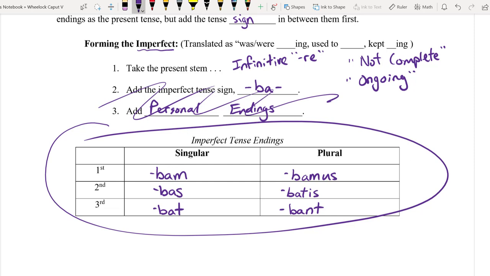Okay? But you do need to know these endings. They show up a lot in Latin. We're going to use them a ton. Okay, this is the imperfect tense, again, for an action in the past that's not completed. So was or were or used to or kept doing something. That's what you're going to use here.